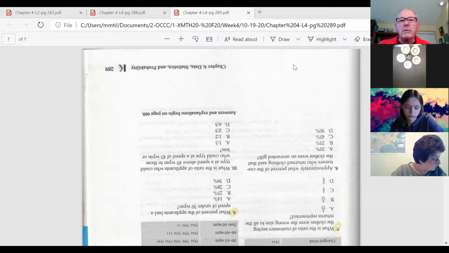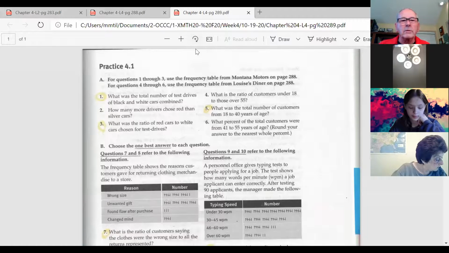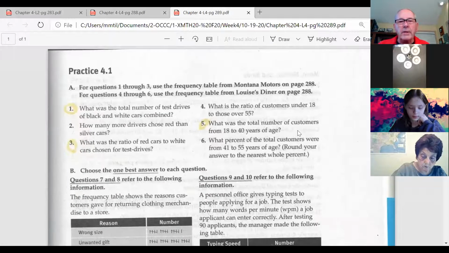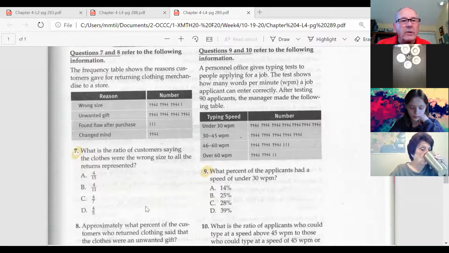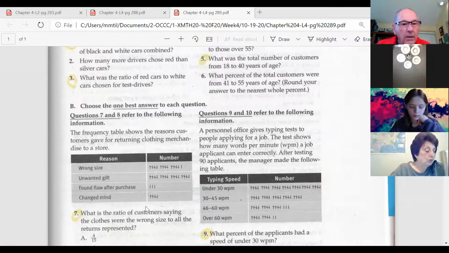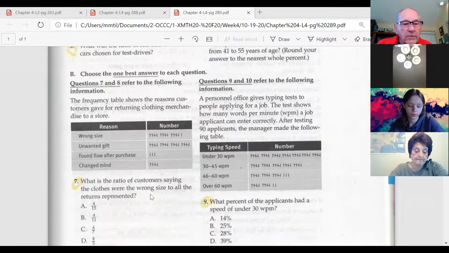Stop sharing. Share the screen. The next one's like this. These were the problems associated with that first page. Let's look at one down here where we have some data. Let's do number 8 on questions 7 and 8.